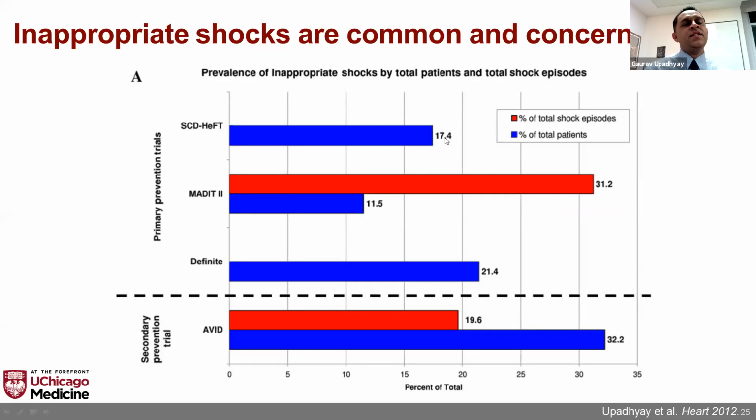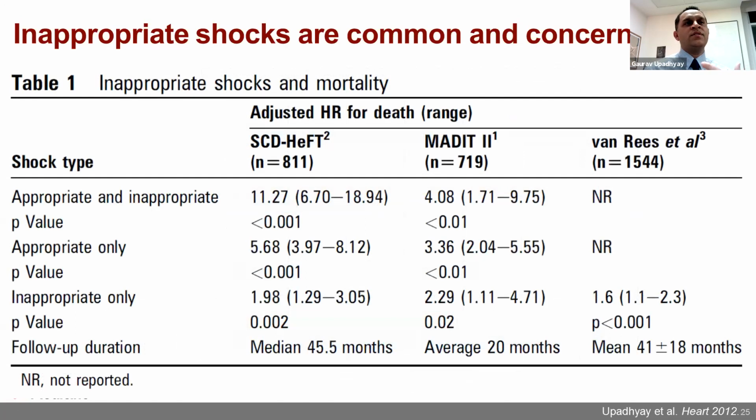Here's an example of how dramatic the prevalence of inappropriate shocks can be. In SCD-HeFT, 17.4% of shocks were inappropriate, and in MADIT-II it was 11.5%. In AVID, 32% were inappropriate, so 32% of the patients had received inappropriate shocks. Of the percentage of total shock episodes, 31% of the total number of shocks in MADIT-II were actually inappropriate. So there has really been a revolution in how devices can take this into account, because inappropriate shocks, even by themselves, may be associated with an increased risk for death. Simply being shocked has been associated with an increased risk for death.